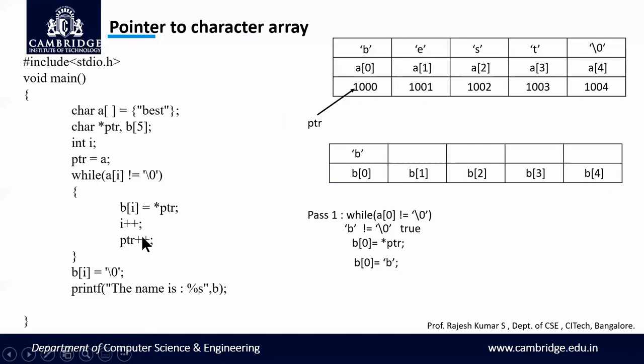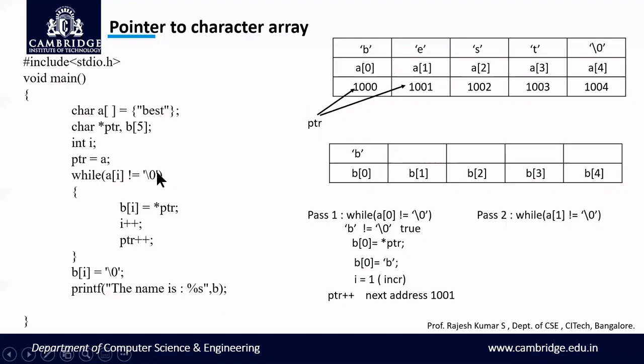B is assigned. Next, I increment I value. I value will become 1, and I'm incrementing the pointer. When I increment the character pointer, the pointer will point to the next memory location. That next address is 1001. The pointer will point to the next address. Then what happens after incrementing the pointer?